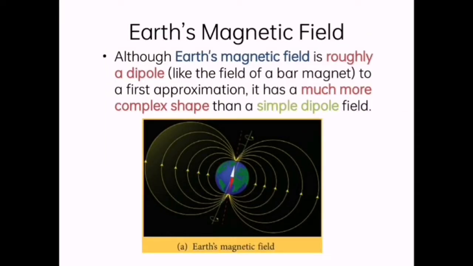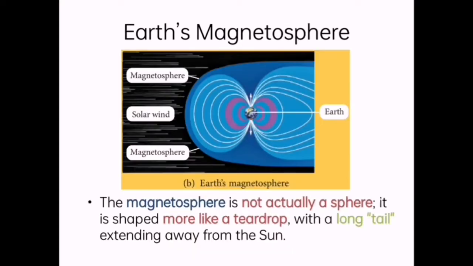Earth's magnetic field. Although Earth's magnetic field is roughly a dipole, like the field of a bar magnet, to a first approximation, it has a much more complex shape than a simple dipole field. Earth magnetosphere. The magnetosphere is not actually a sphere. It's shaped more like a teardrop, with a long tail extending away from the Sun.